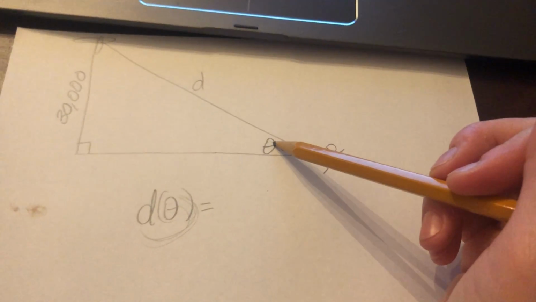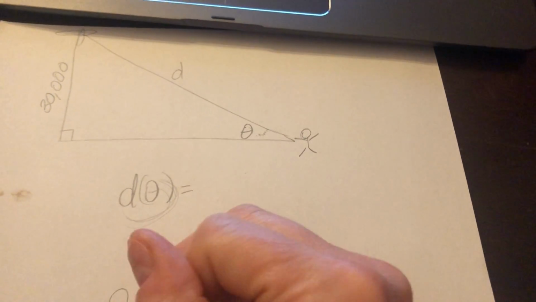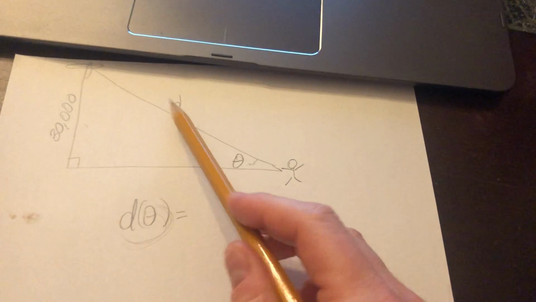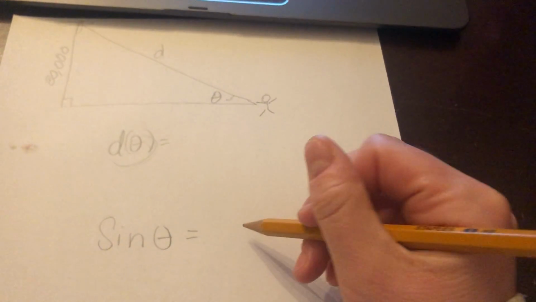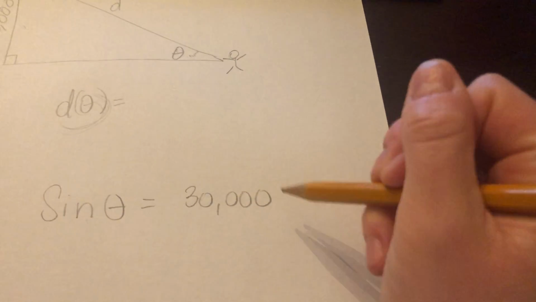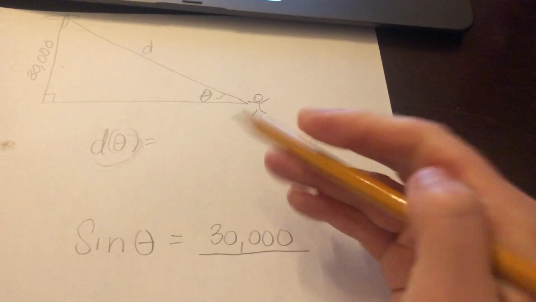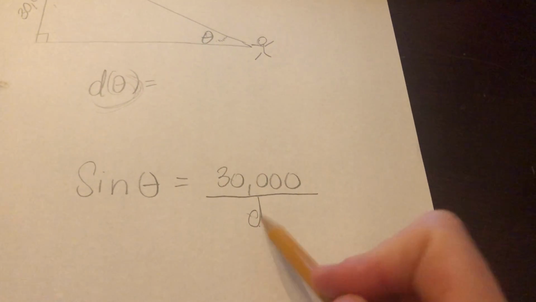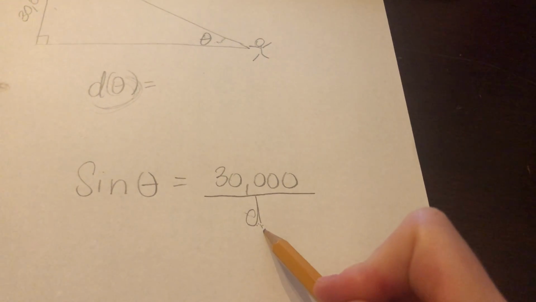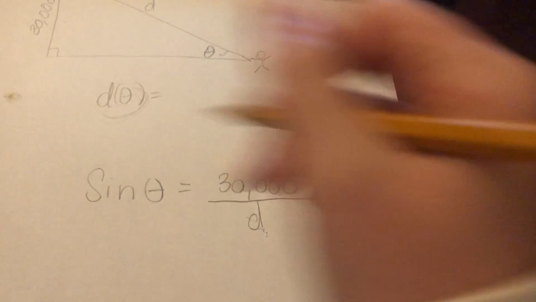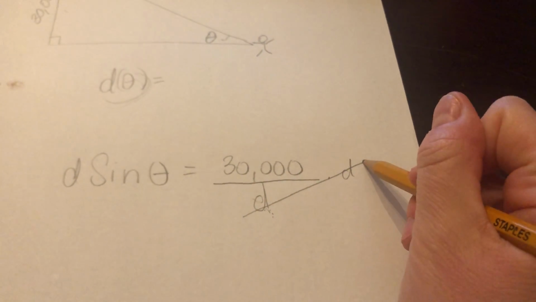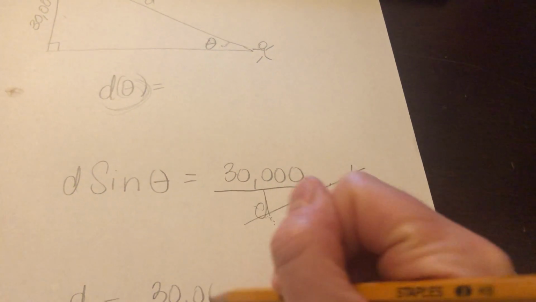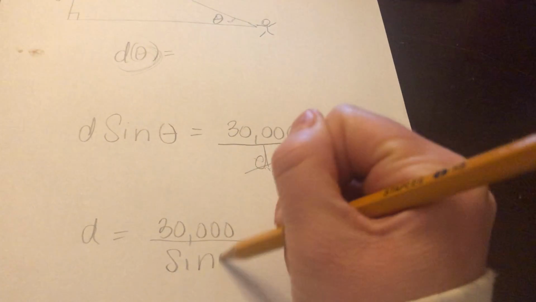I can use the sine of this angle. Why am I picking sine? Well, because I have an opposite, and my hypotenuse is D. So the sine of that angle is opposite, 30,000, over hypotenuse, D. Then if I solve for D, D is in the denominator, so you multiply both sides by D, which I already taught you that shortcut. Then I would have to divide, so I would get D equals 30,000 over sine theta.